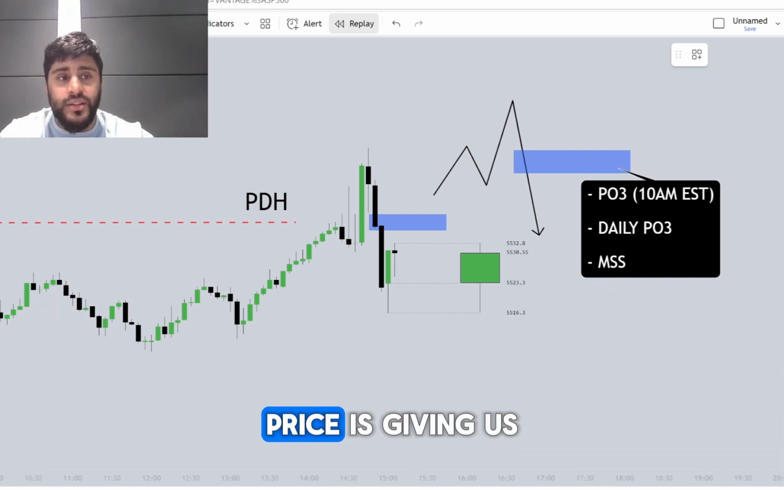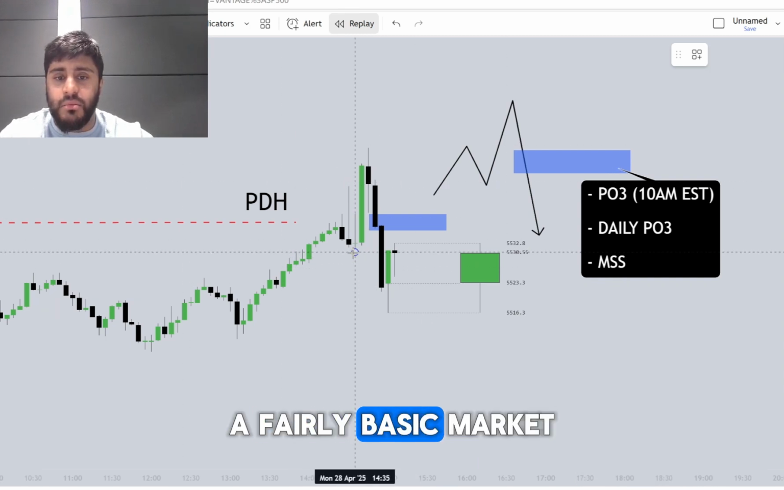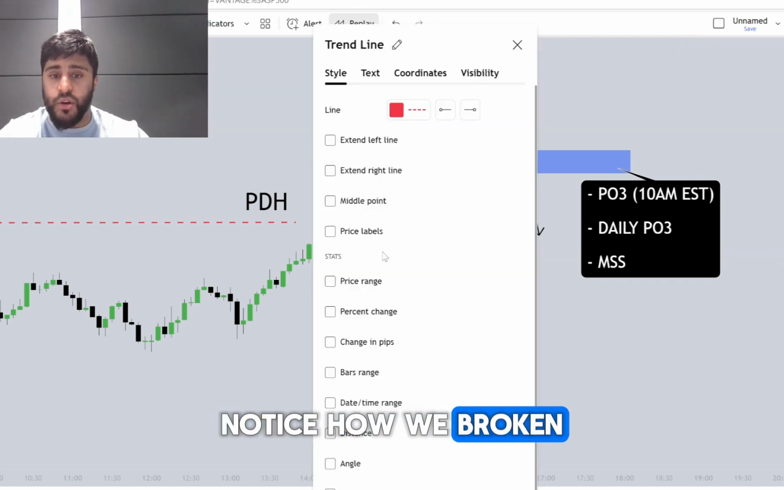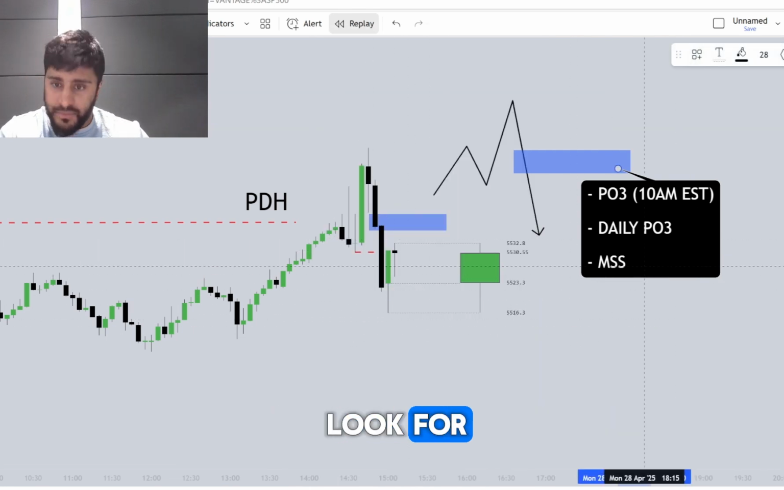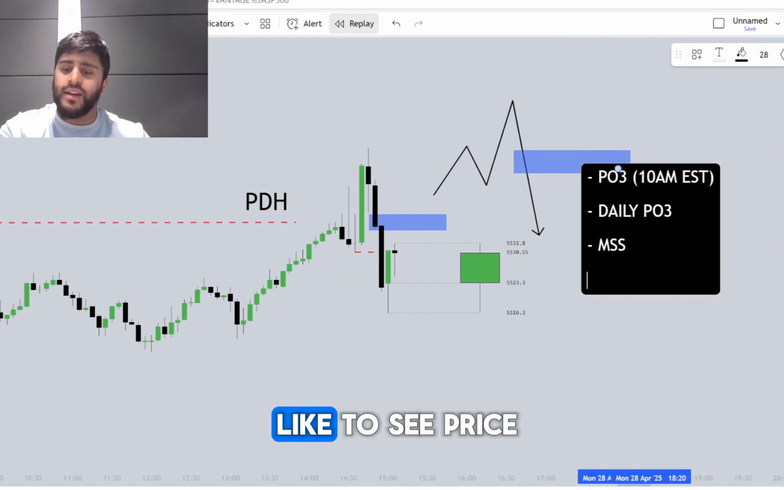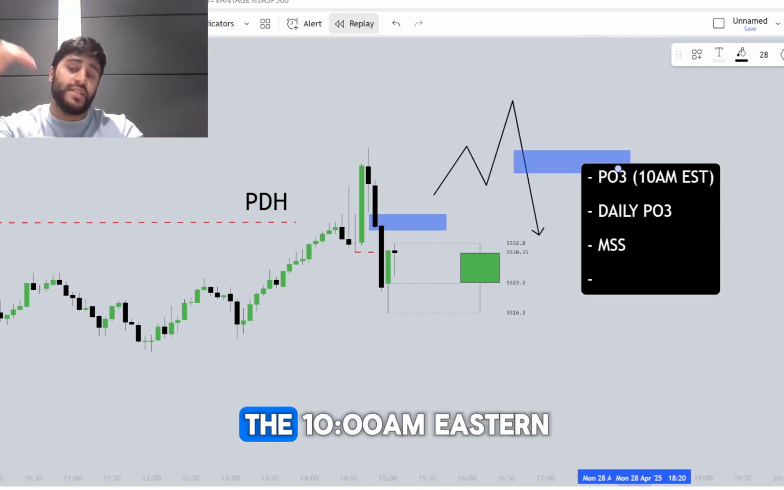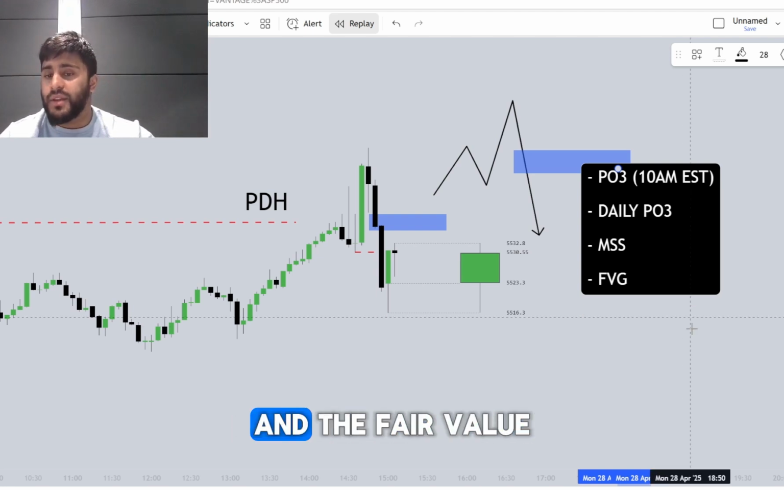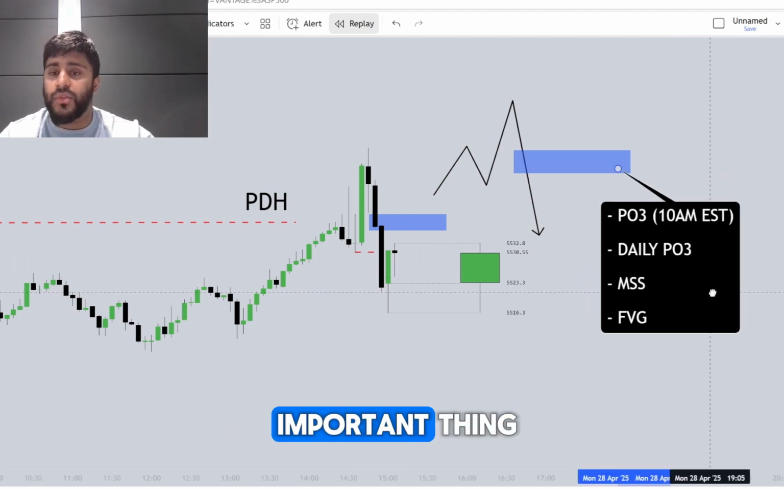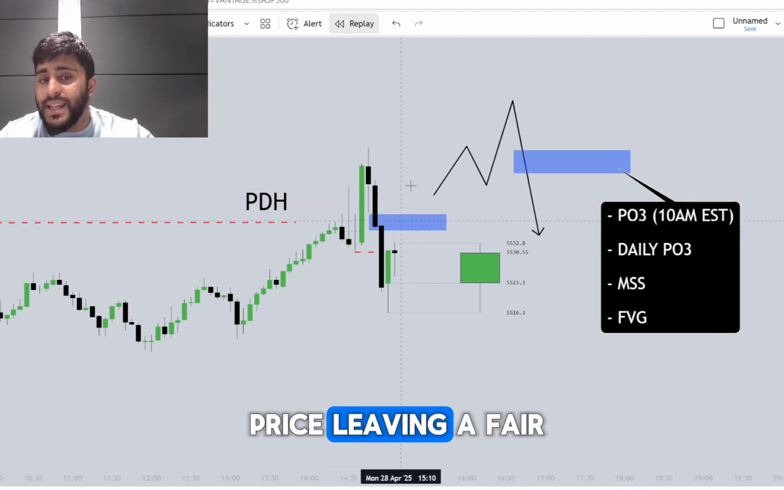We can see here price has given us a fairly basic market structure shift, right? Notice how we've broken with the body as well. That's our market structure shift, right? The next thing I look for in trades is, of course, we're above the 10 a.m. Eastern, we have a market structure shift. I want to see price give a fair value gap. And the fair value gap is the most important thing, right? We can see price leaving a fair value gap.